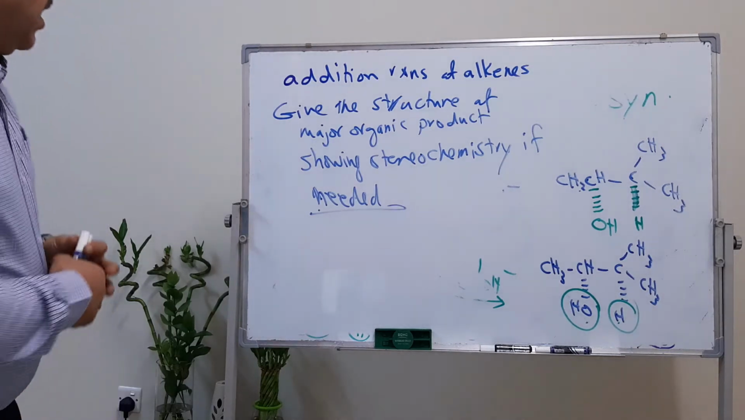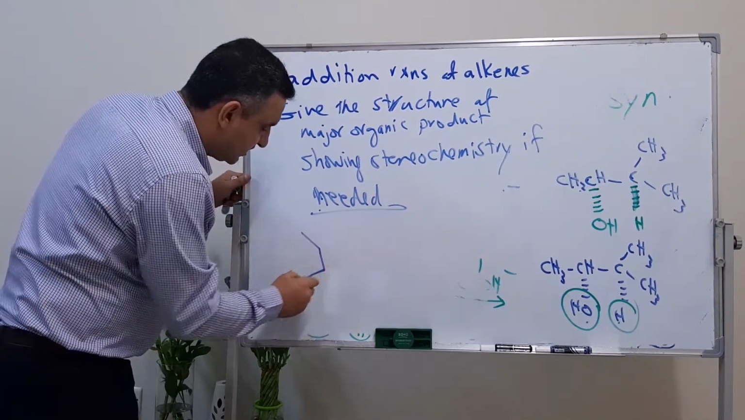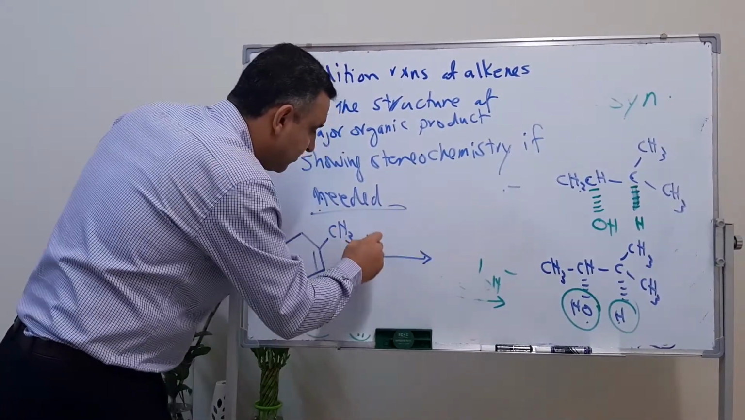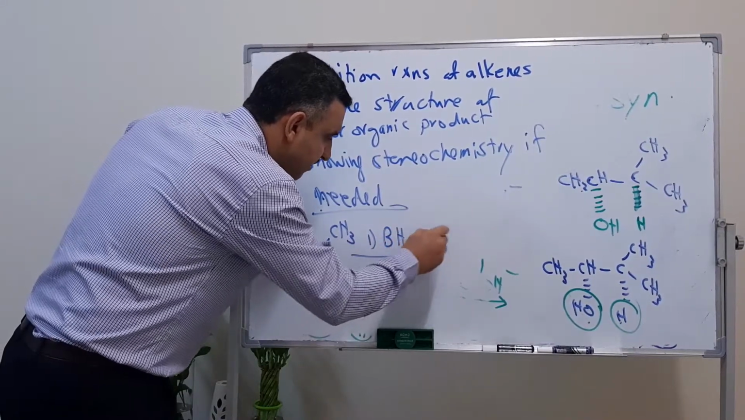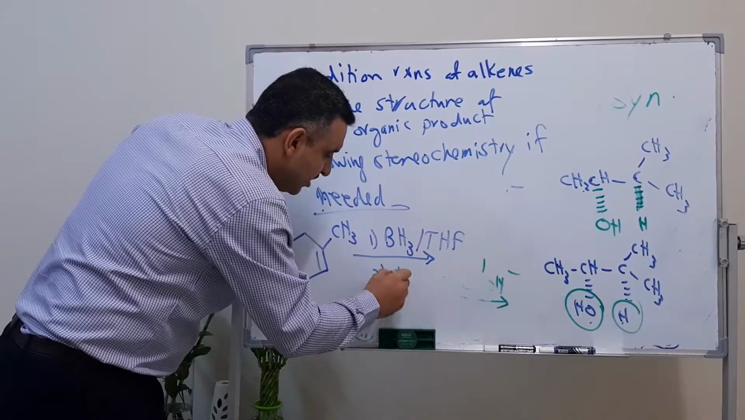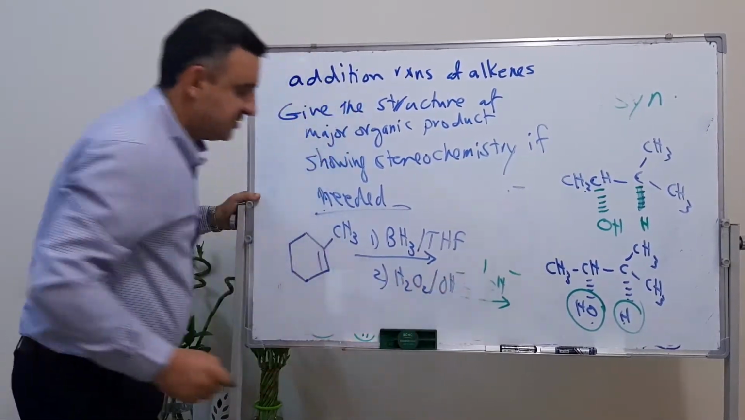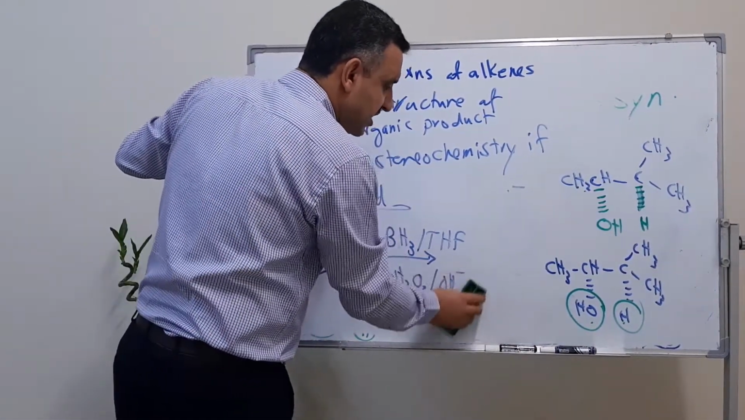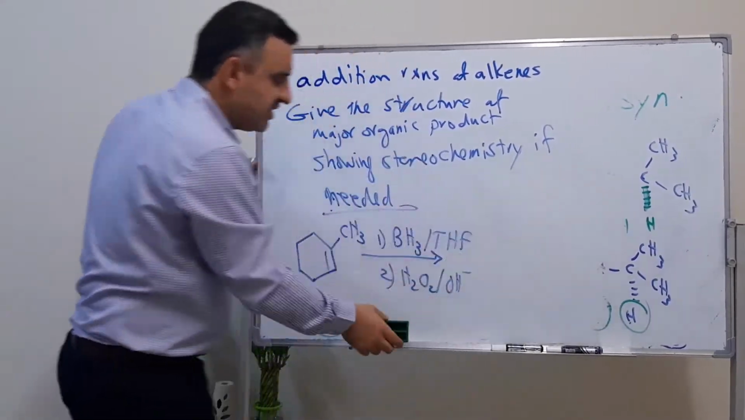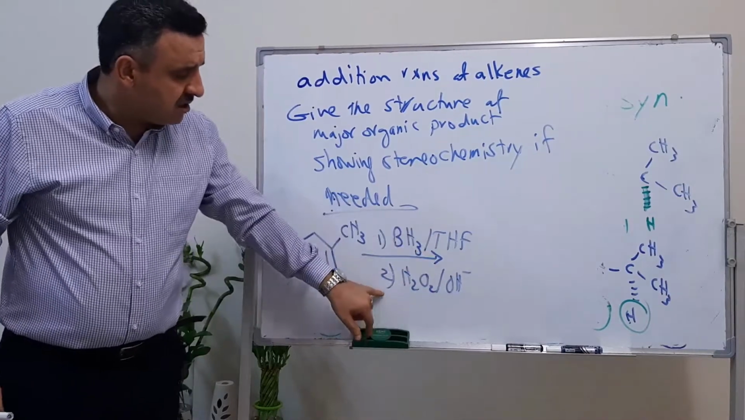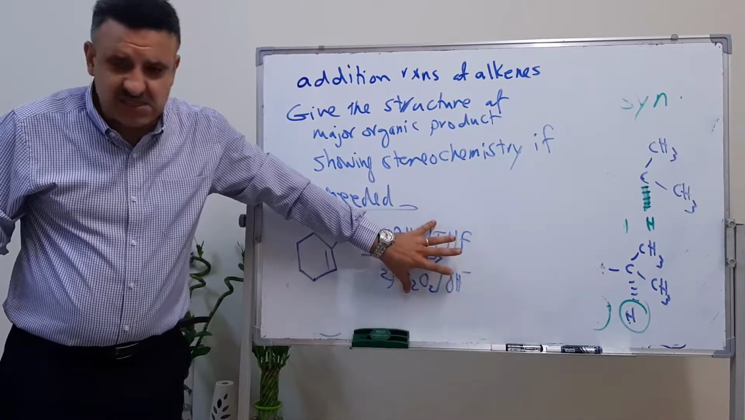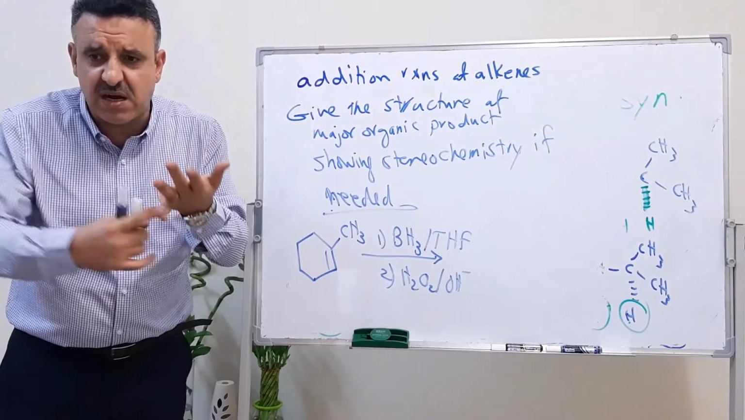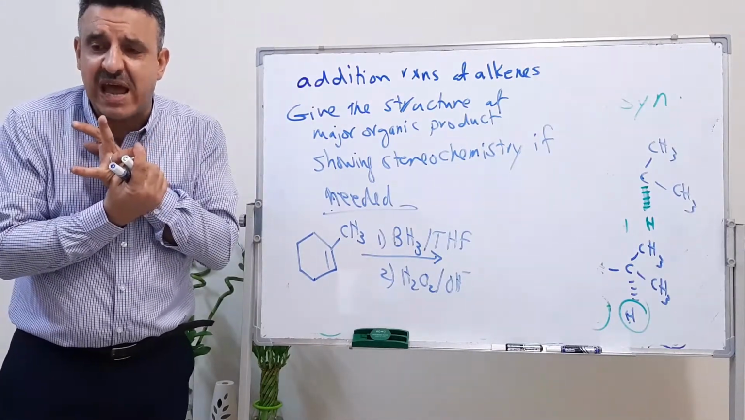For example, what will be the product if you allow this starting material to react first with BH3 in presence of THF, second with H2O2 in presence of OH minus. Now, to answer this question, I must remember what these reagents are used for. As we have explained, this is hydroboration, then oxidation of the hydroboration. This reaction is hydration of alkene in anti-Markovnikov manner, and it is also a syn addition reaction.